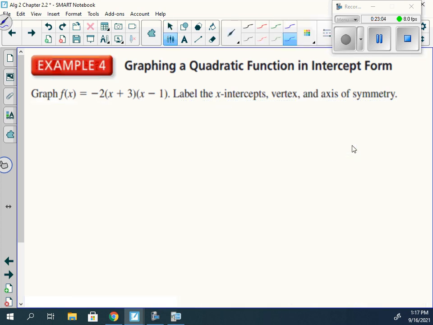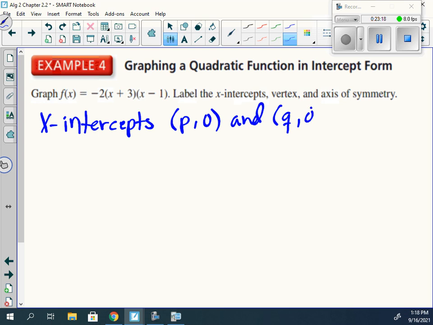Let's go on and look at our first example, and this will make a little more sense. Now the x-intercepts, we'll find them first, is going to be p comma 0 and q comma 0. Now what are our values of p and q? 3 and 1, because those are the numbers that are in the places of p and q, yes?